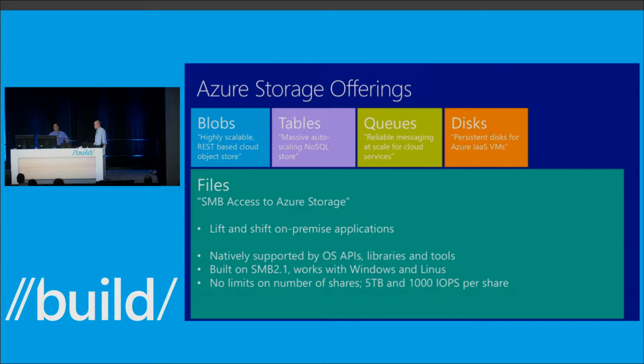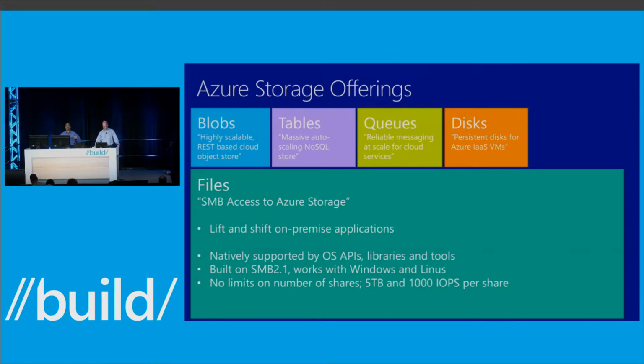It's built on top of SMB 2.1, and there's no limits, again, on the number of shares you can create in an Azure storage account. Each share can be up to 5 terabytes in size and about 1,000 IOPS per share. So this is really useful if you're bringing legacy code bases onto Azure and you needed a share for configuration, for logging, for data, whatever. Right? So that's something else to consider when you're porting your code.